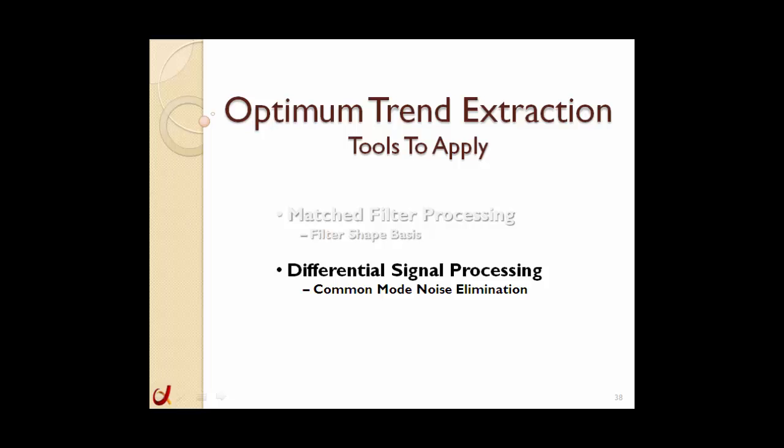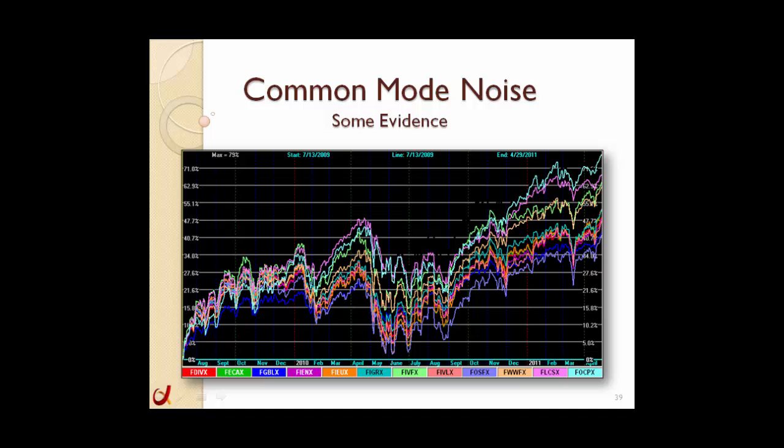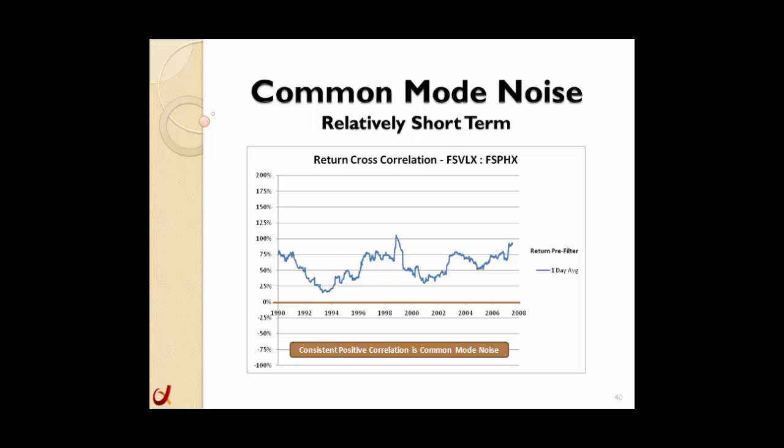Next, let's address differential signal processing to eliminate common mode noise. This chart has a dozen broadly diversified funds, each of them with slightly different focus. It's pretty clear that there's a lot of common mode market noise within each of them. If we take 2 mutual funds, a finance sector fund and a healthcare sector fund, and do the usual correlation calculation over time, we see this blue line telling us they have a lot in common.